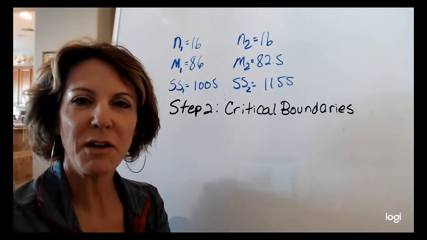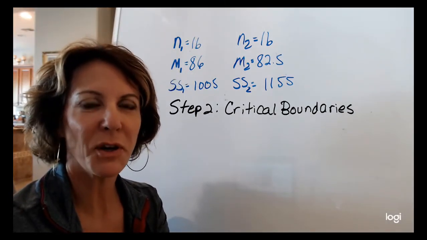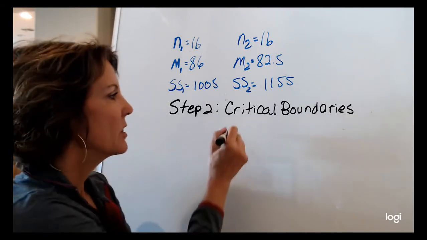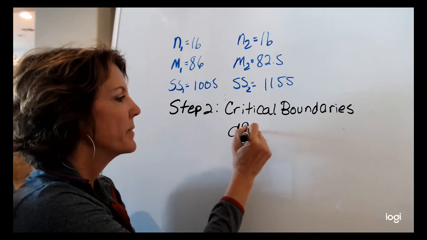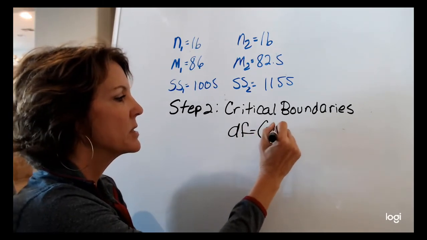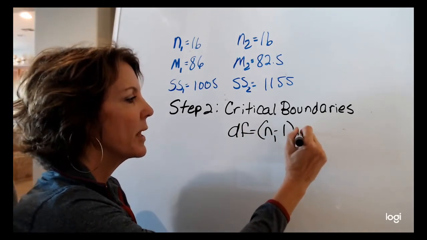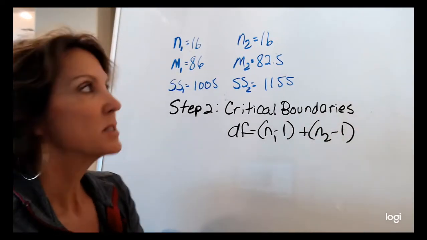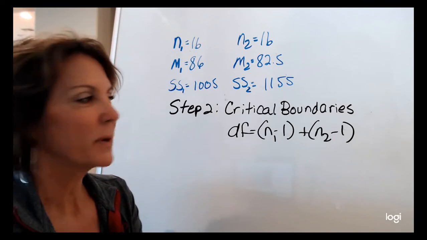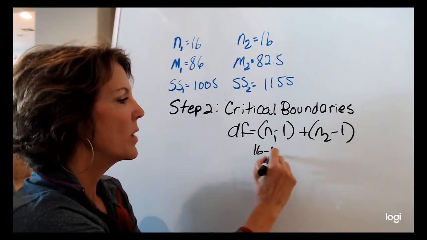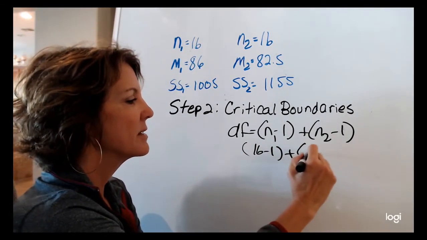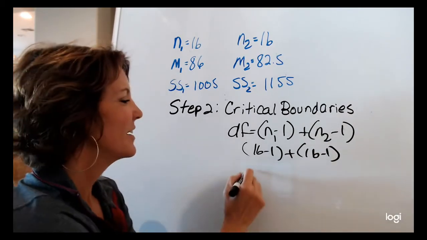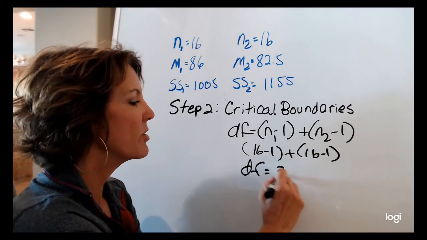For step 2, we need to find out what our critical boundaries are going to be. And in order to do that, we need our degrees of freedom. The formula for degrees of freedom, again, is n minus 1 of the first group plus n minus 1 for the second group. So we have 16 in each group. So 16 minus 1 plus 16 minus 1, essentially 15 plus 15. Our total degrees of freedom are going to be 30.